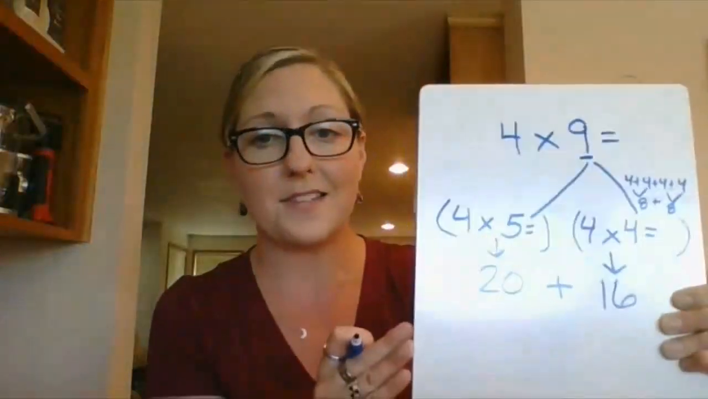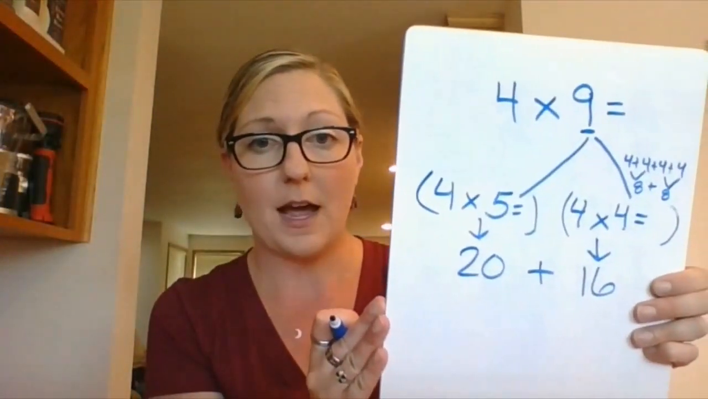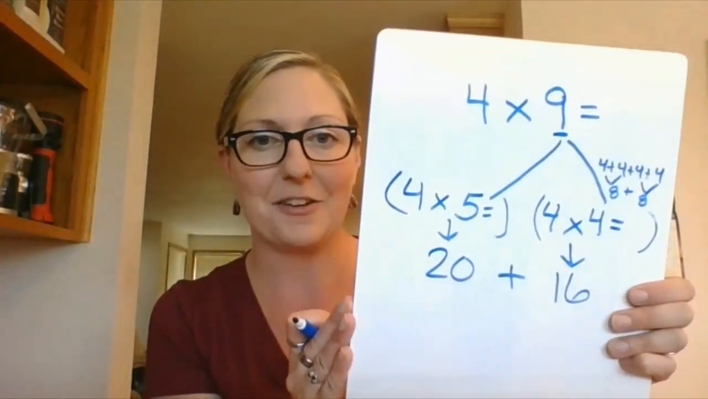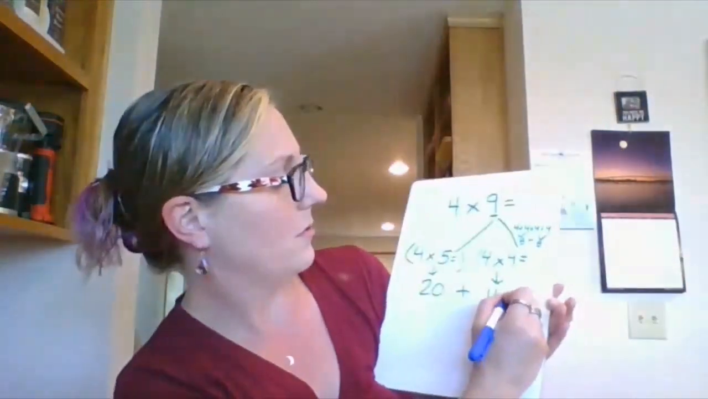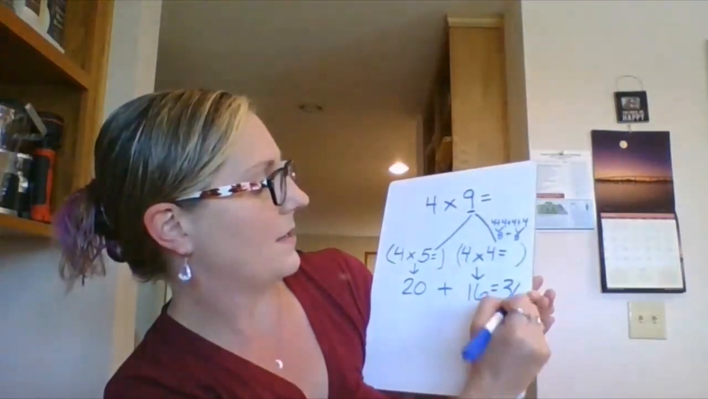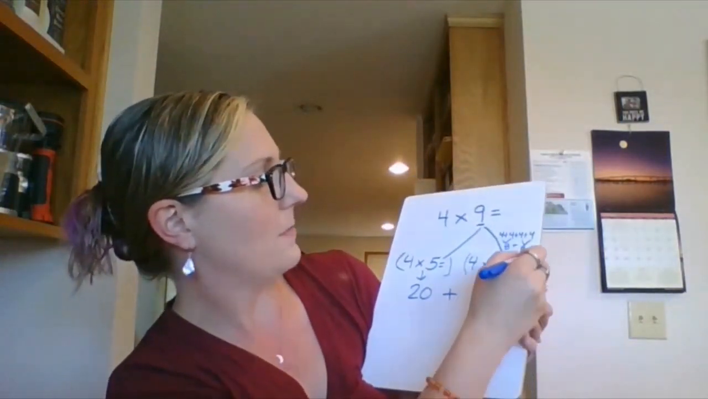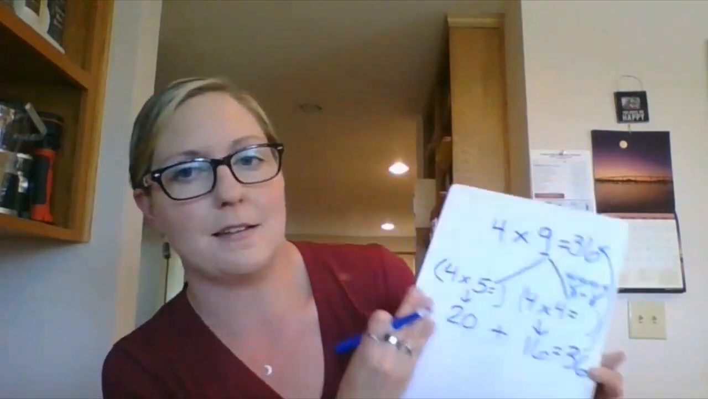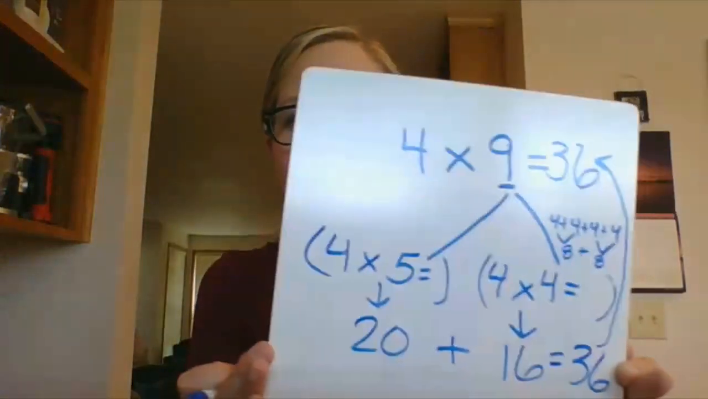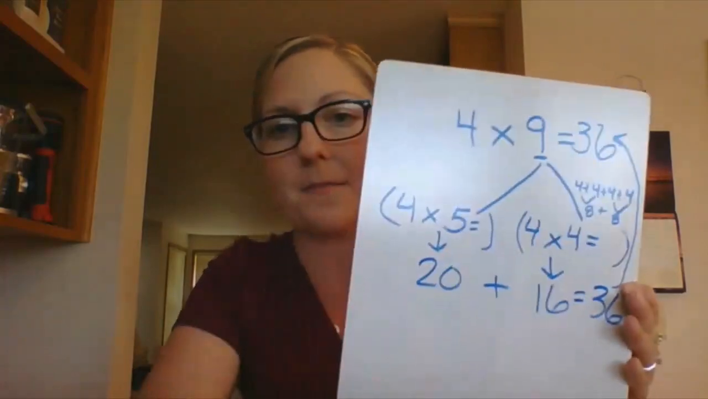So now my last step, since I am almost finished, is just adding the two products that I got, 20 plus 16. And that is equal to 36, which means that 4 times 9, that original problem I was solving, is equal to 36.